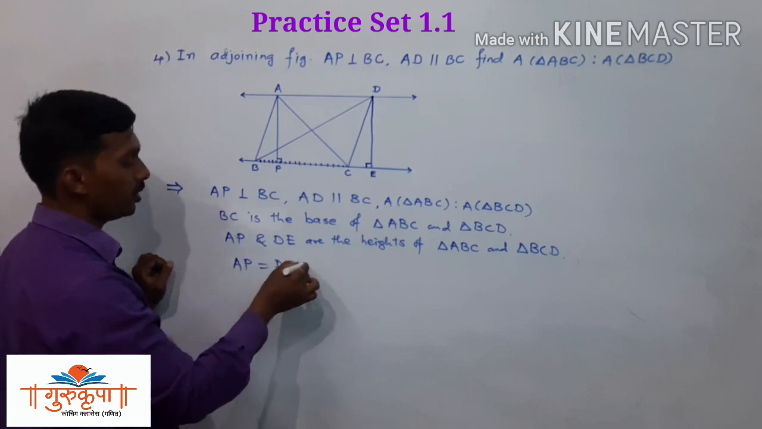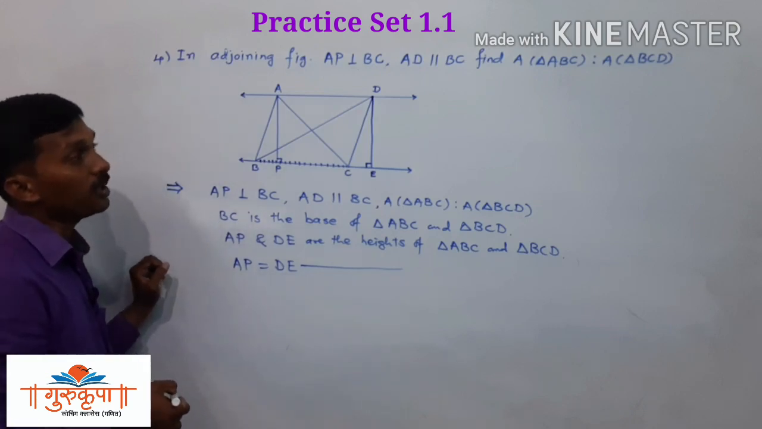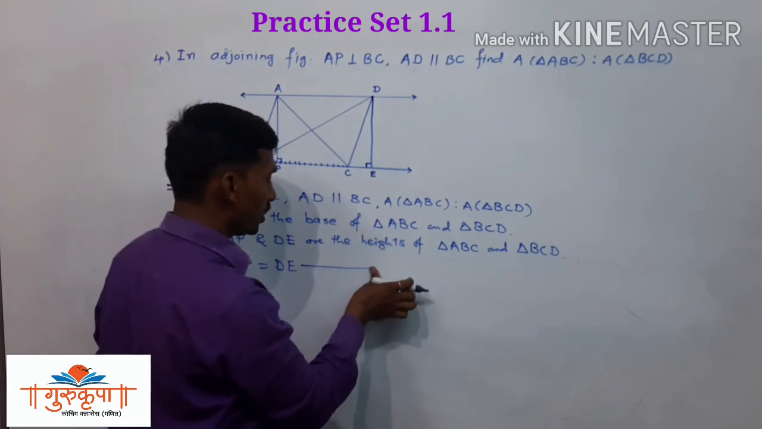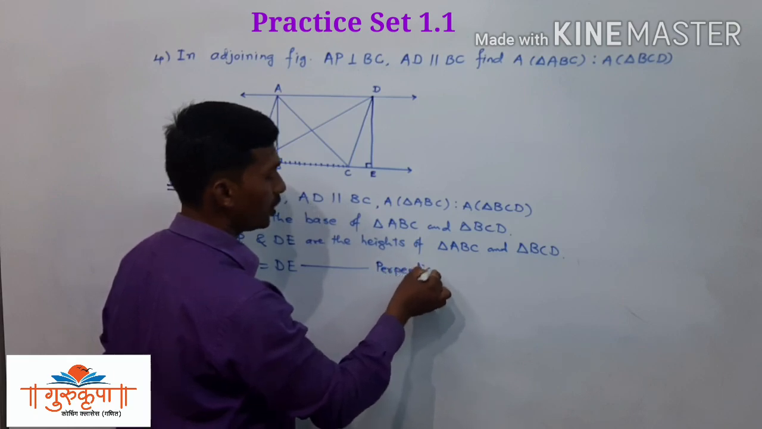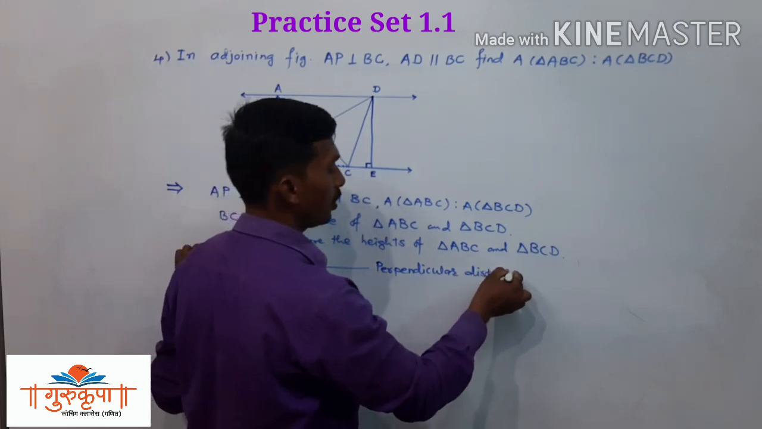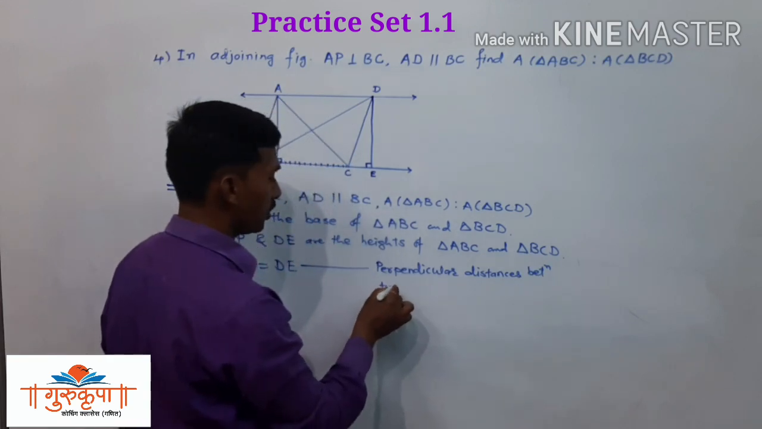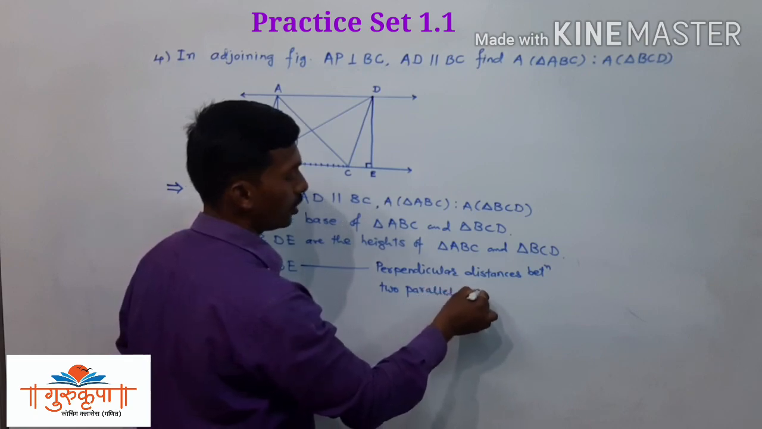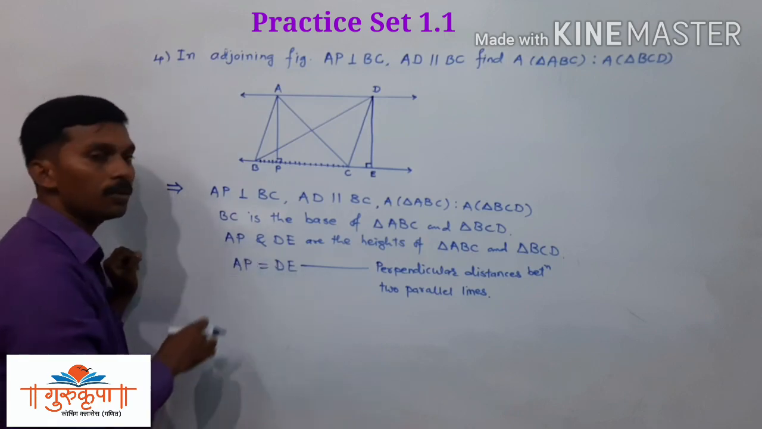AP is equal to DE, and now here we have to write the reason. Why is AP equal to DE? Perpendicular distances between two parallel lines are equal to each other, that is AP is equal to DE.